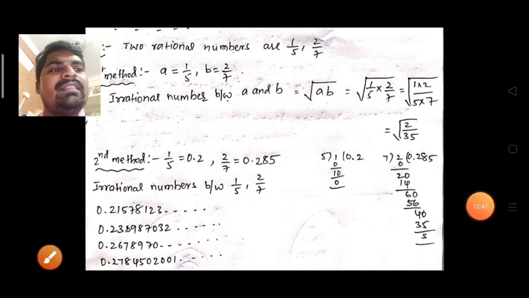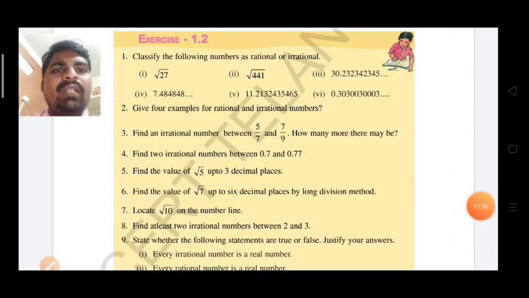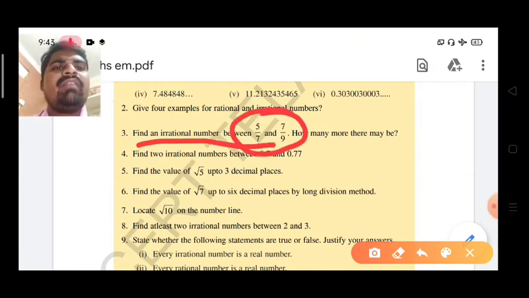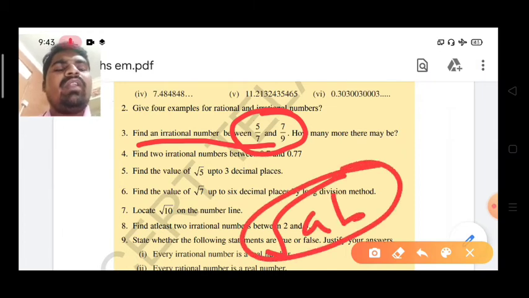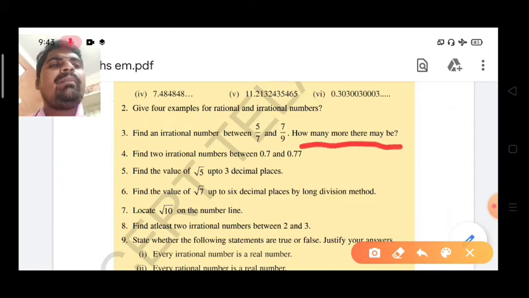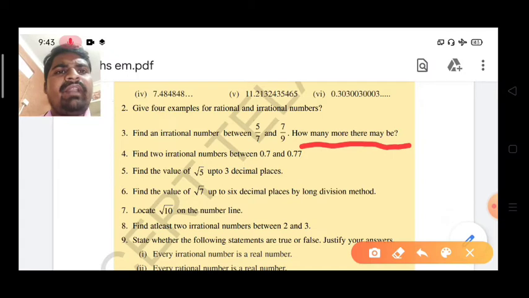Next, observe the third problem: find an irrational number between 5 by 7 and 7 by 9. Here it is asking for only one irrational number, so use the under root ab formula, it is better. Only one is asked here. And how many more can there be? We can write more. As I already observed, infinitely many irrational numbers are possible between 5 by 7 and 7 by 9.